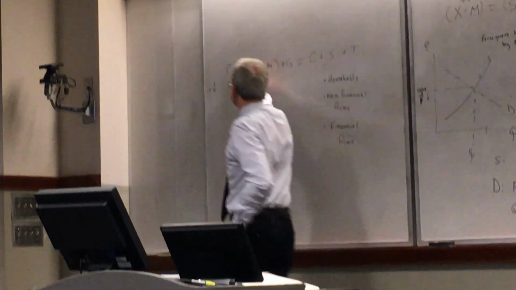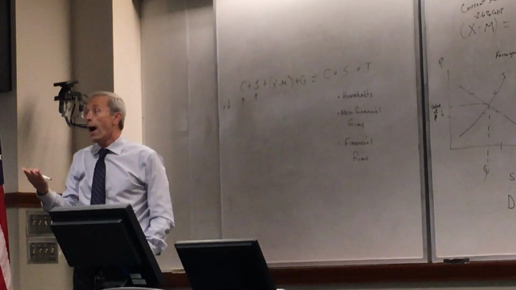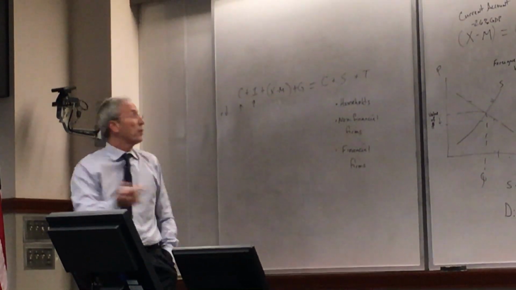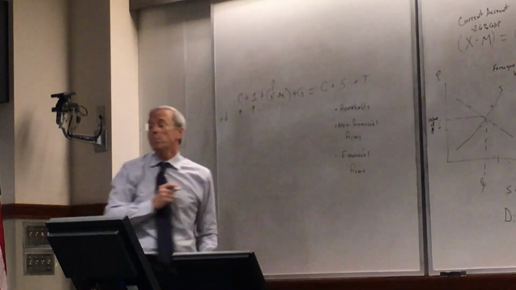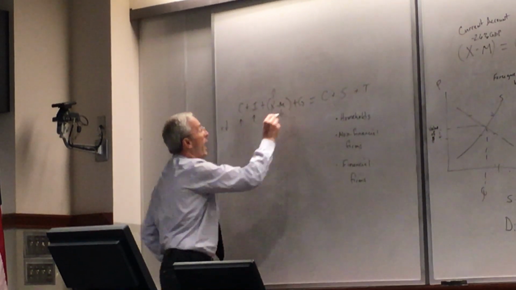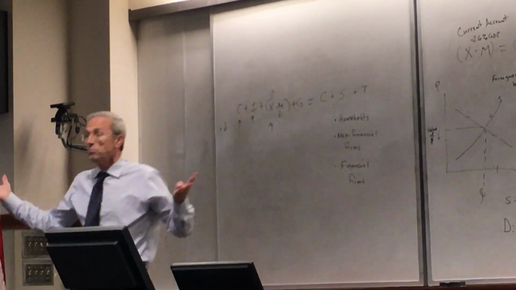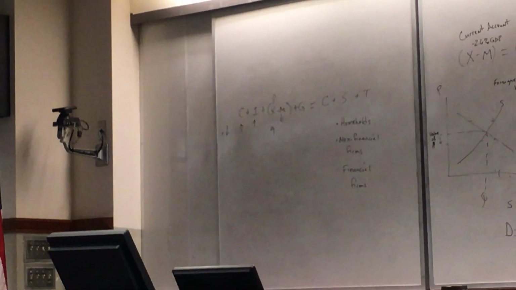If the value of the dollar goes down, what happens to U.S. exports? They go up. Why? Cheaper. Because they're cheaper in foreign currency. What happens to imports? They go down because they're more expensive. So what happens to this term? It goes up. So it's consistent with the other pieces.